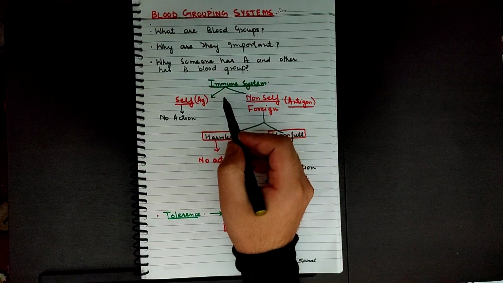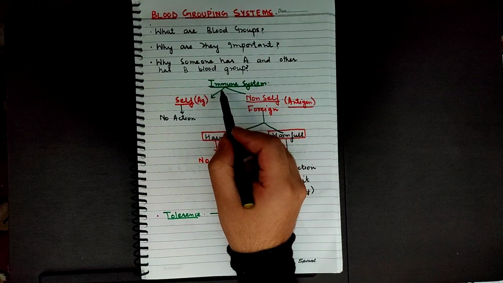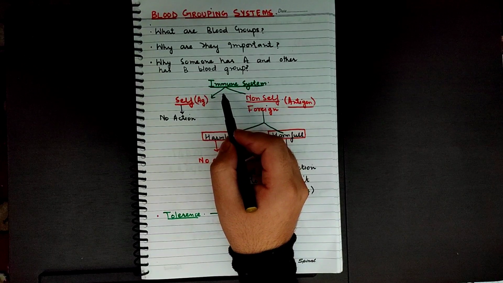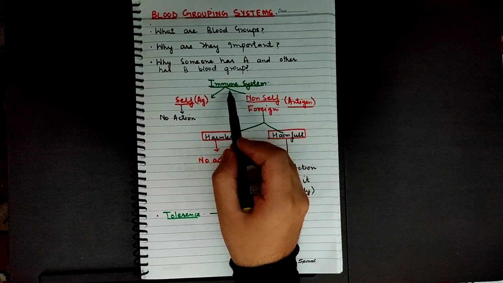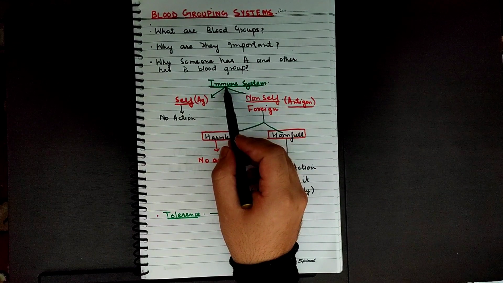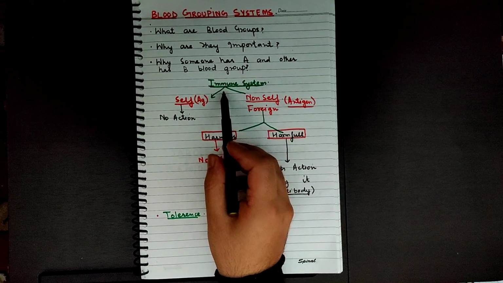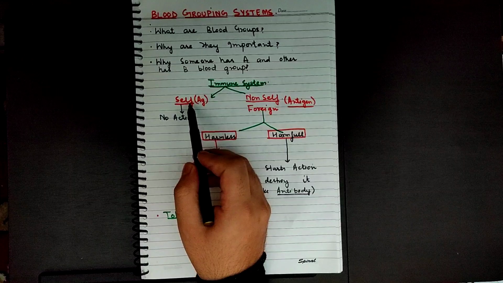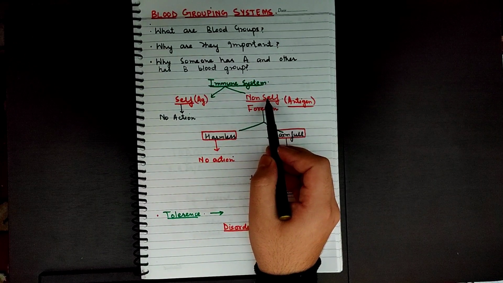Before discussing blood grouping systems, I want you to be clear about the functioning of the immune system. In brief, I have tried to cover the functioning of the immune system. Our immune system, which is always there to check infections and foreign antigens, works on the principle of self and non-self. This is the first thing the immune system checks about a molecule.